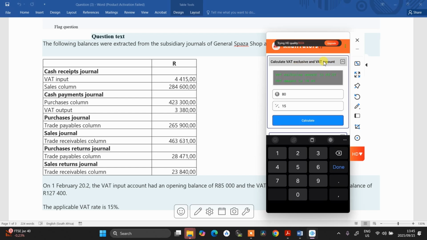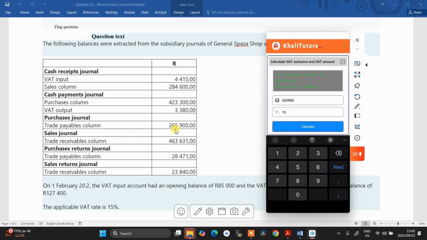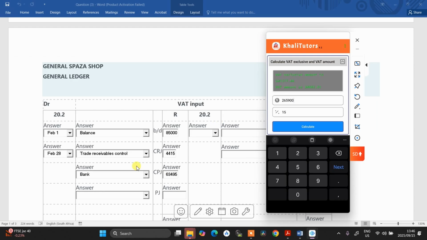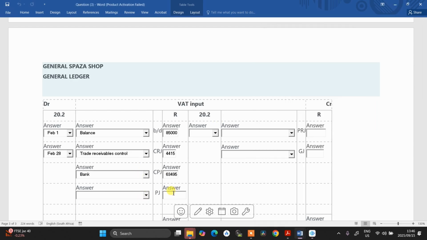Okay, so we click on this one here, and then we delete the values that we have at the moment, and then we go back to our purchases. In terms of our purchases, we have 265,900, and then the VAT rate is 15%. Then you click calculate. The VAT amount in this case is going to be 34,682 rands and 61 cents, and that's what we are going to record in this table here. So this is going to be the VAT amount.